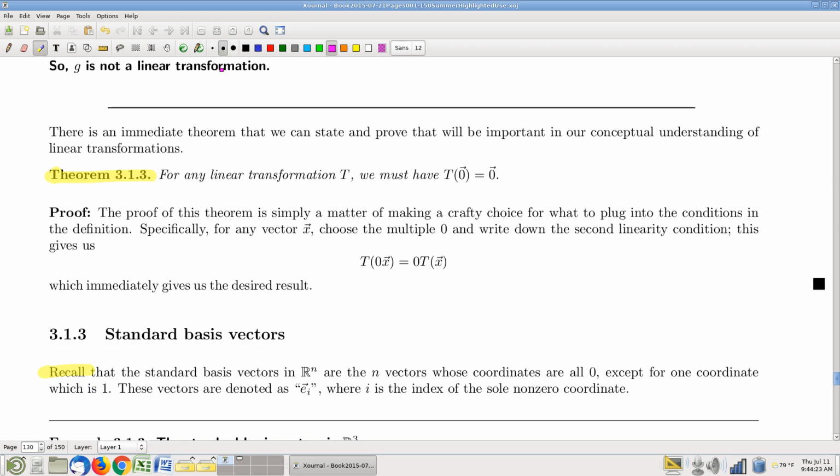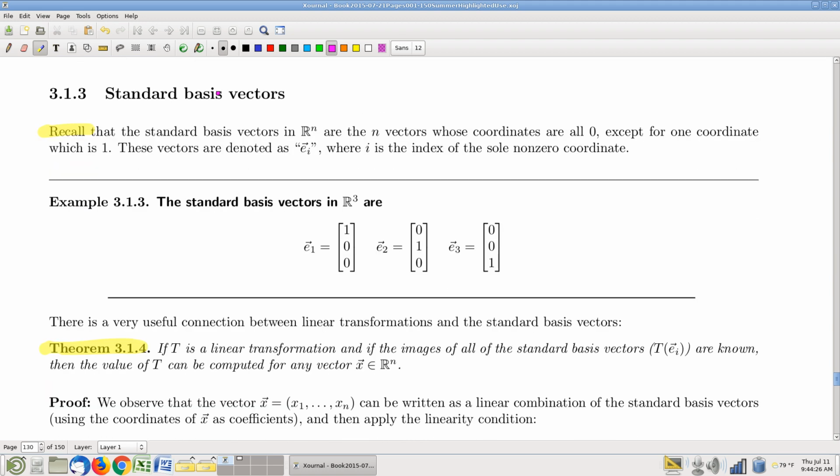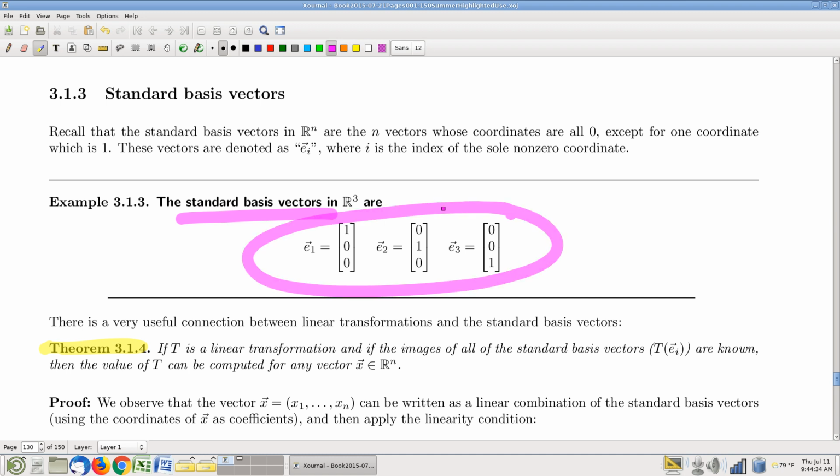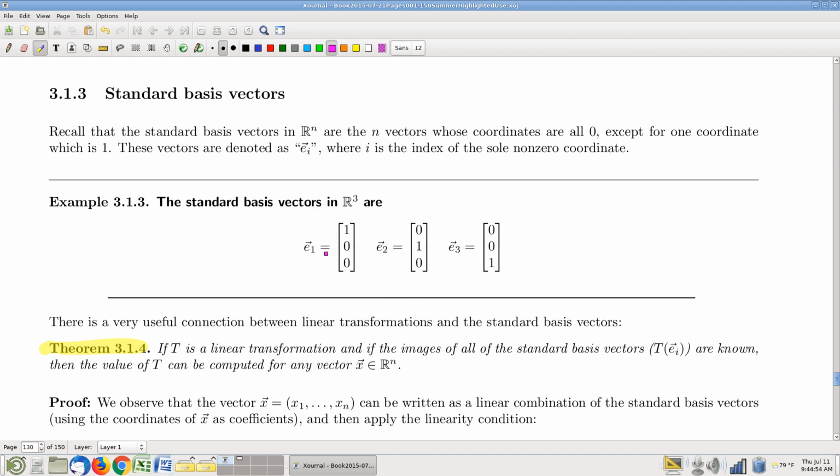Here is another neat fact about linear transformations. Quick recall. Standard basis vectors. I hope you all remember we talked about standard basis vectors back in chapter 1. These are the standard basis vectors for R3, for example. So standard basis vectors are just the unit vectors pointing along axes. Right, so their coordinates are mostly zeros with a single 1 in the appropriate position. Okay. Notice the pattern with the subscripts. E1 has the 1 in the first position. E2 has the 1 in the second position. E3 has it in the third position.